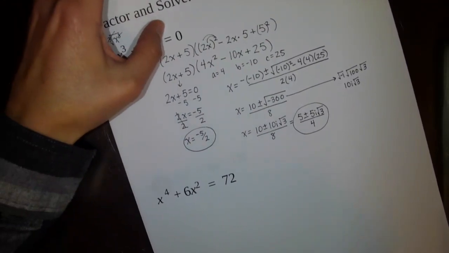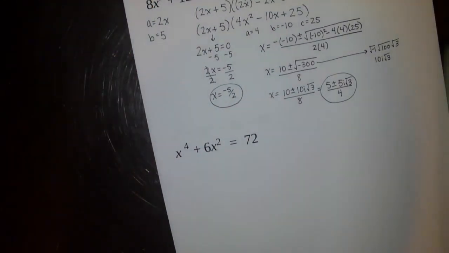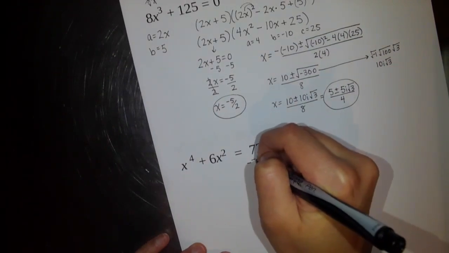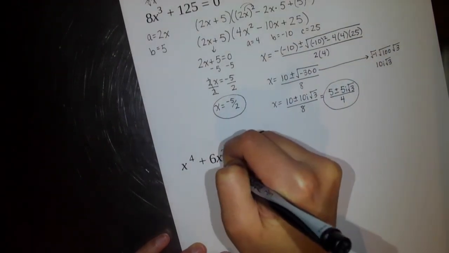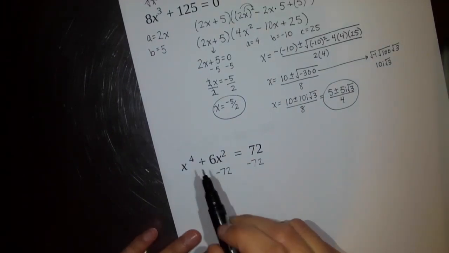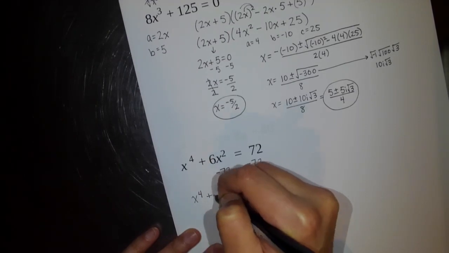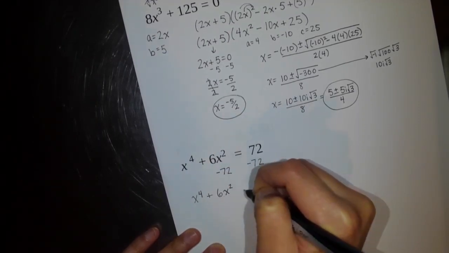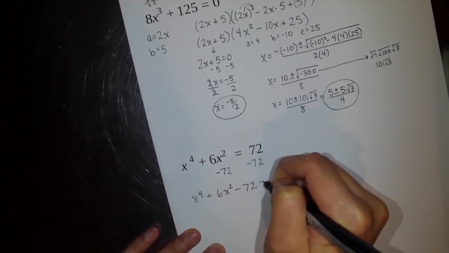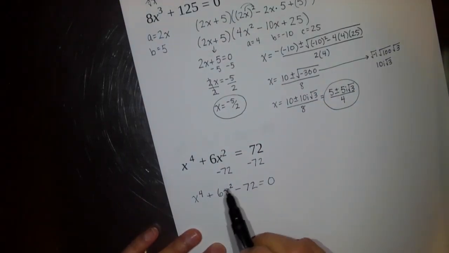Next, I have this problem. I need it equal to 0 before I can do anything. So I'll subtract 72. Write this in standard form. So highest exponent first. 6x squared would be next. So you want your exponents in descending order. So 4, 2, and then no exponent for the variable.